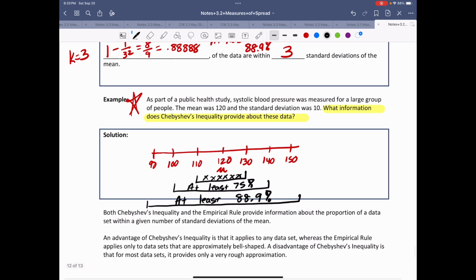Cheby's and the empirical rule are good because they tell you about the proportion of a data set within a given number of standard deviations. The plus about Cheby's is it applies to anything, but it's a rough approximation. The empirical rule is much better if you can use it.